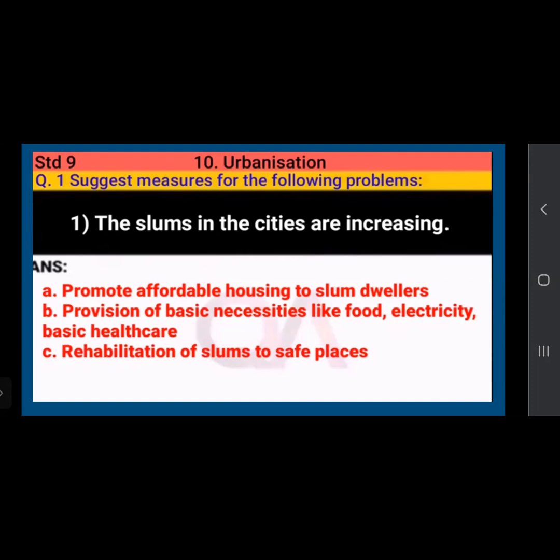Provision of basic necessities like food, electricity, and basic health care. So providing them the basic necessities like food, electricity, and health care will also help them. Rehabilitation of slums to safe places. These are the measures which will be suggested for decreasing the slum areas. This will help to decrease the slum areas.